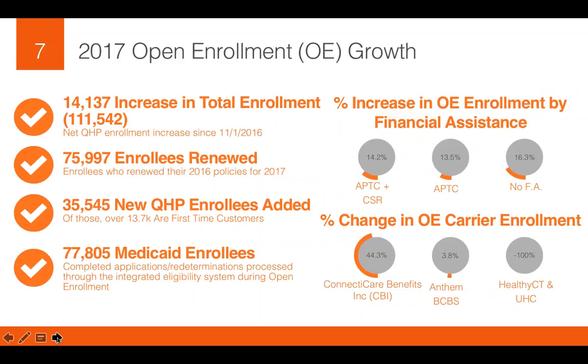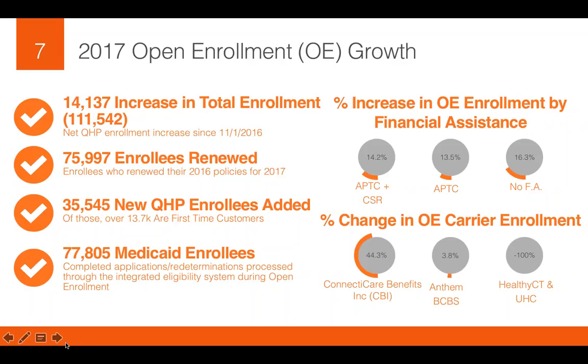Despite all the challenges discussed, we did continue to see a sustained demand for the products we offer and the continued progress in getting the state covered and healthy. Of note, our net enrollment increased 14,137 customers. We retained over 75,000 enrollees from 2016 plans and successfully renewed them into 2017 plans. We acquired over 35,000 customers into new QHP policies over the course of the open enrollment period, of which 13.7 thousand were brand new accounts that we hadn't seen prior to the open enrollment period.